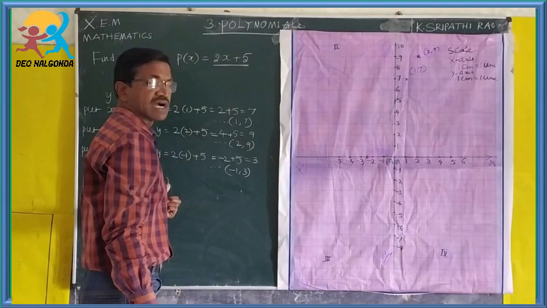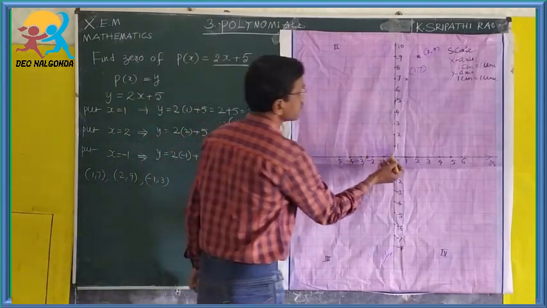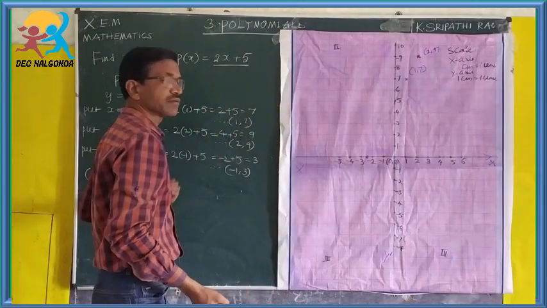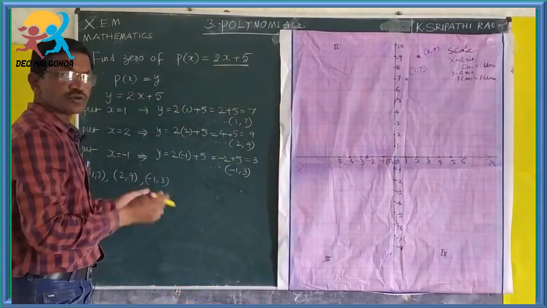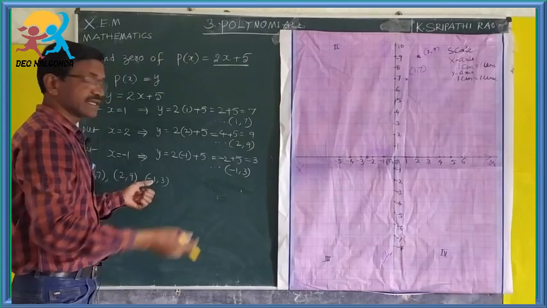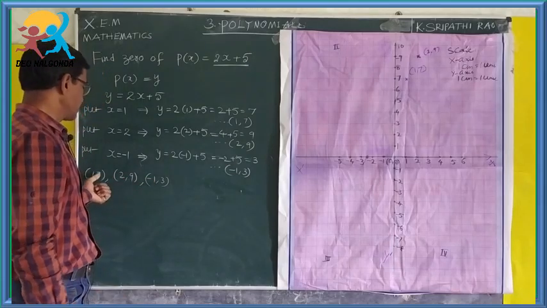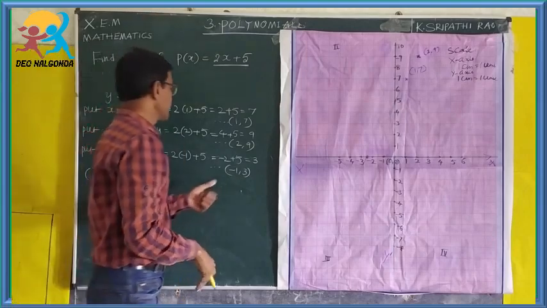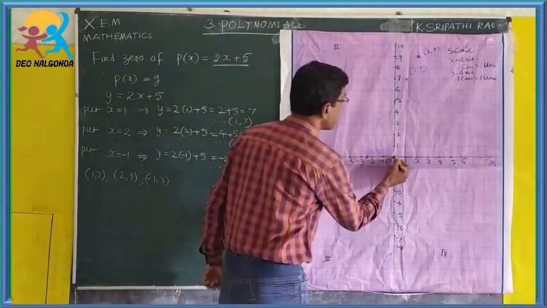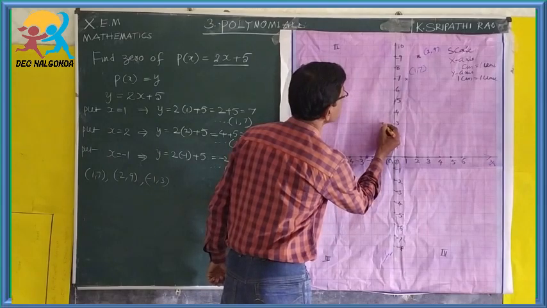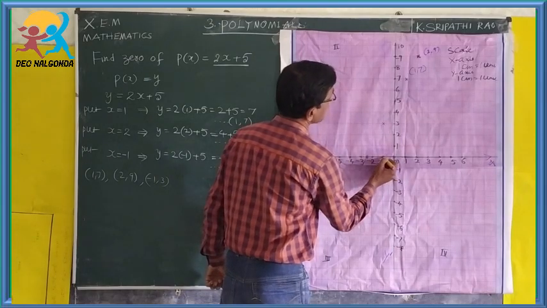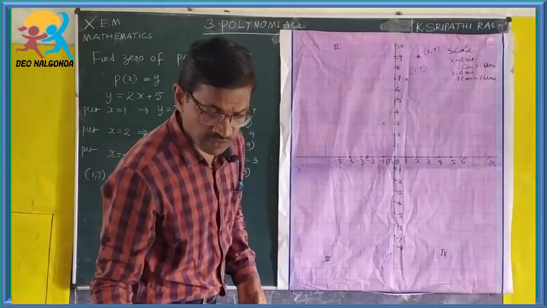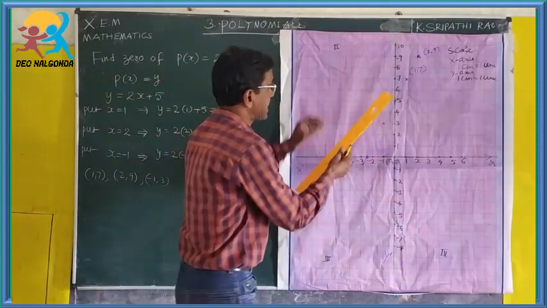Next, minus 1 comma 3. Starting from the origin, go backward, because the minus symbol is there. If the x coordinate is plus, move forward; if minus, move backward. And for the y coordinate, if plus, go upward; if minus, go downward. Here minus 1 comma 3: 1 unit backward and up to 3 units. Now join these points by a scale, and we will get the straight line.